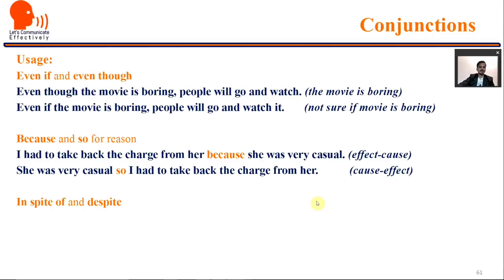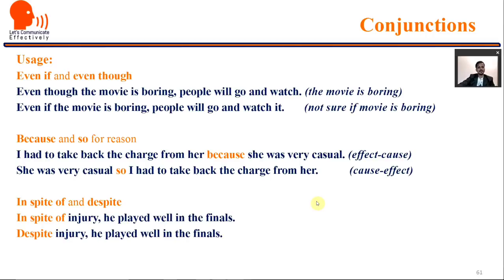In spite of and despite, the rule is simple. In spite of injury, he played well in the finals. Despite injury, he played well in the finals. So we should not use despite of.